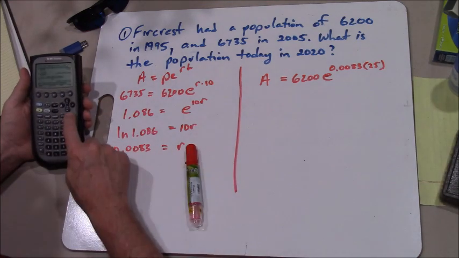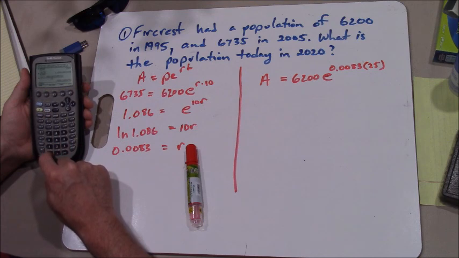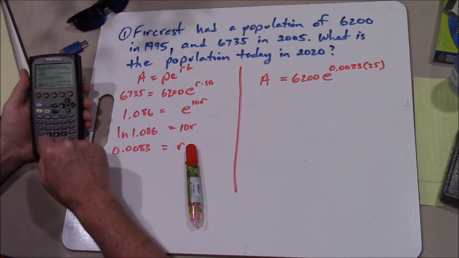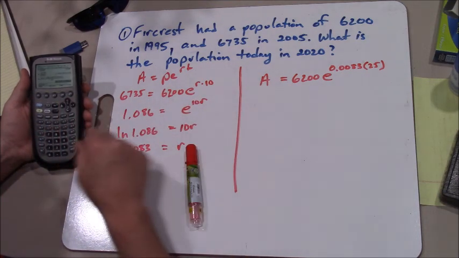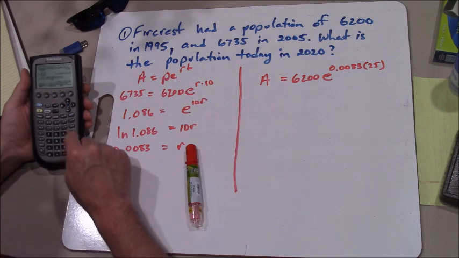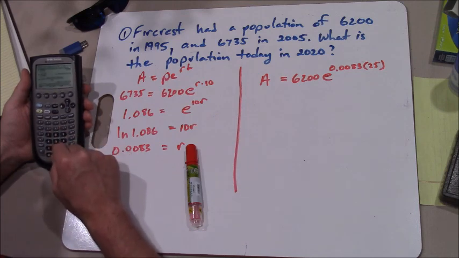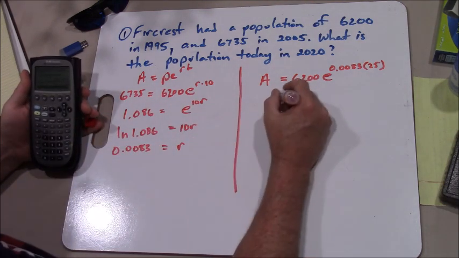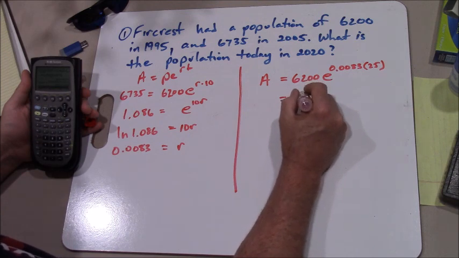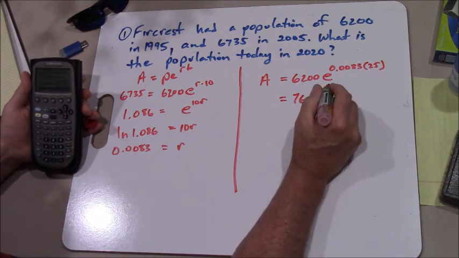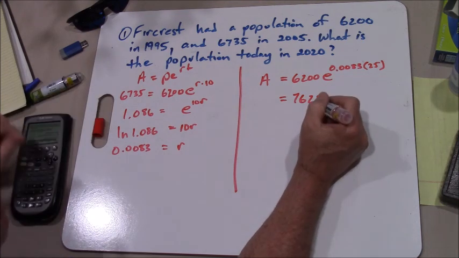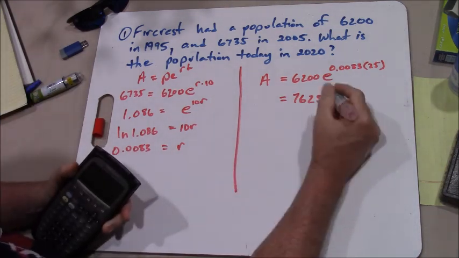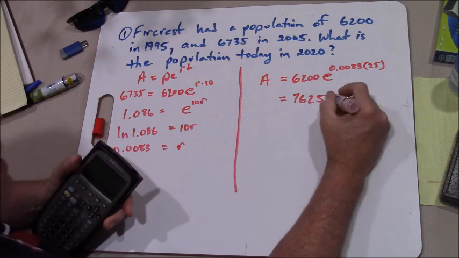So I've got 6,200 times e raised to this last answer that I have times 25. And what I got is 7,625.29. I don't think we want 0.29 of a person running around, so we should round this to the nearest whole number. Since it's less than 5, we just keep it right there where it's at.